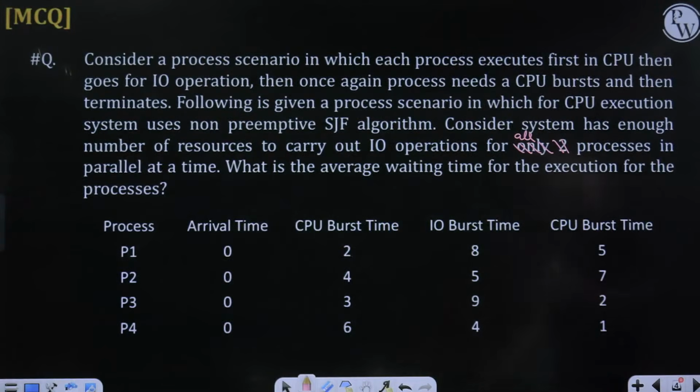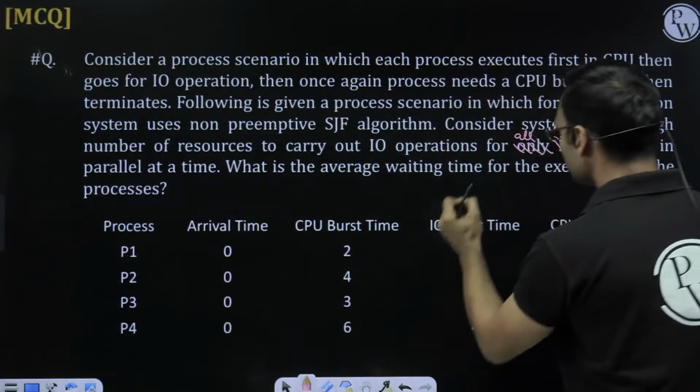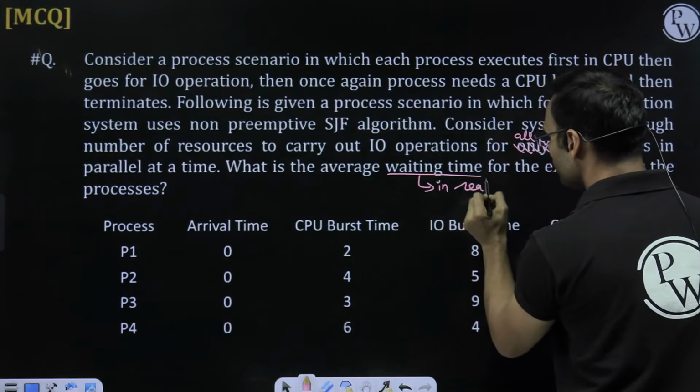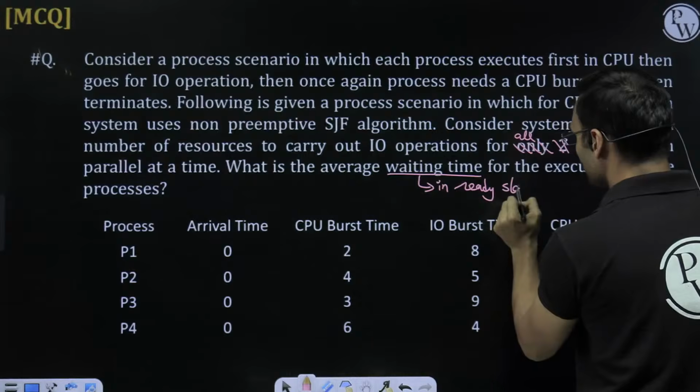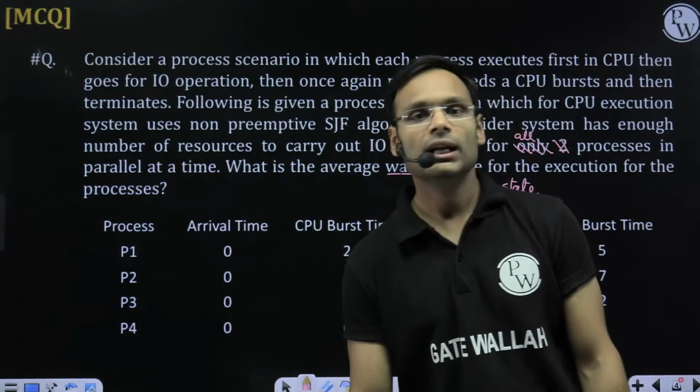Further, what is written? How are the processes executed, and what is the average waiting time for the processes? The average waiting time is in the ready state. The calculation should be done in the ready state: how much time the processes are waiting in the ready state. That's it. Okay, let's go.